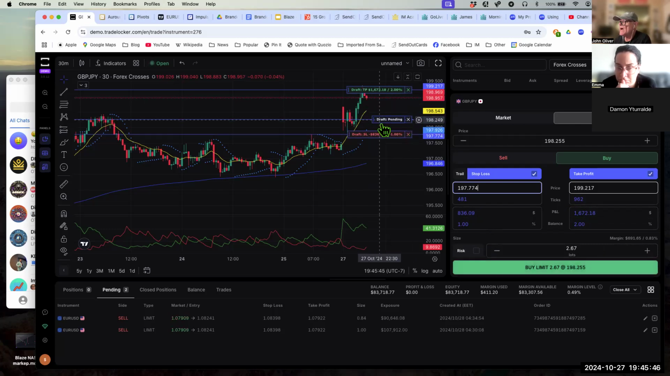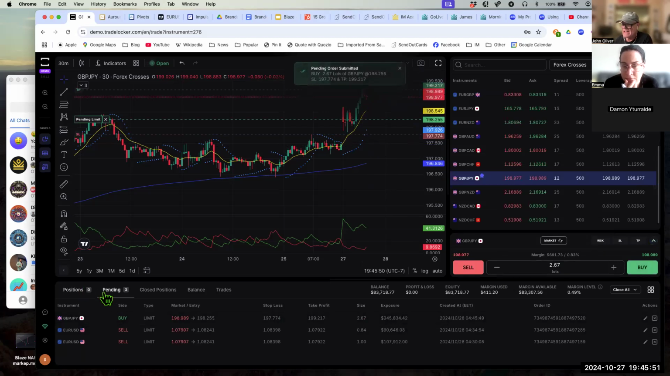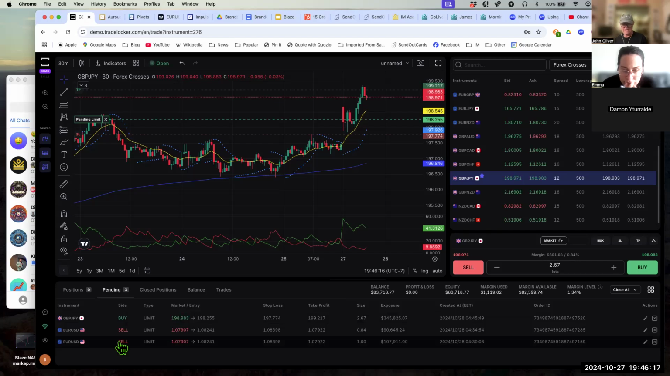It is a buy limit. We are looking to go up. It's in pending. So we hit this button and now we've got another pending order here. We've got a buy on GJ. That's the current price. That's our entry. There's our stop loss. There's our take profit. There's our lot size. And yeah, 83,700. That's what I put in. So now we have 3 pending orders set up for the week.